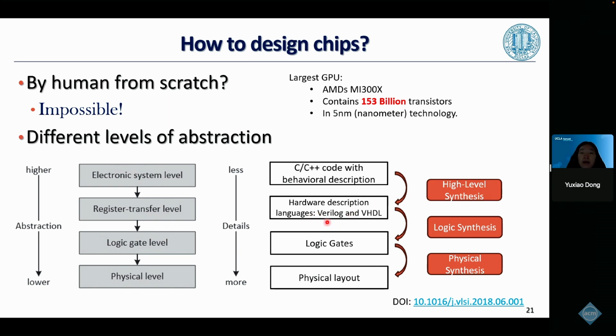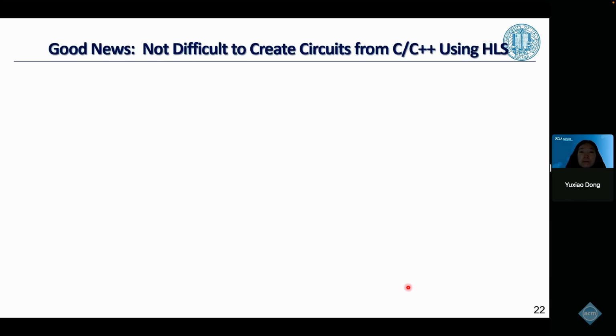Once we have the hardware code, then we can utilize logic synthesis to generate the logic gates, like AND or XOR, all those gates put together. And once we have these logic gates, we can utilize physical synthesis to map them into the physical layout. When we have that physical layout, it's ready for tape out. Then we can really have the chip.